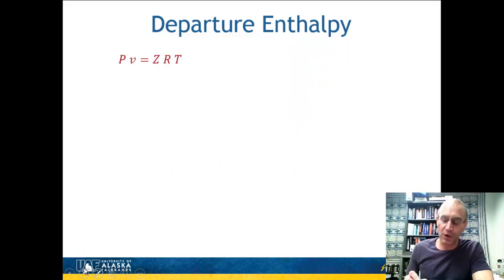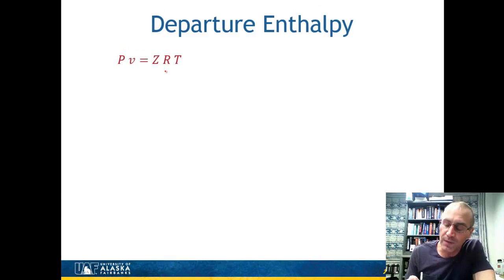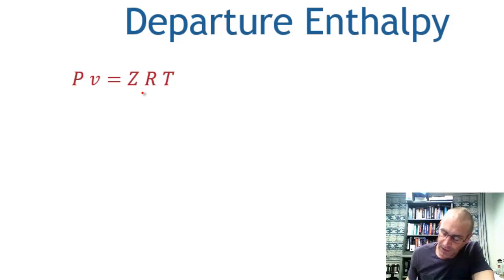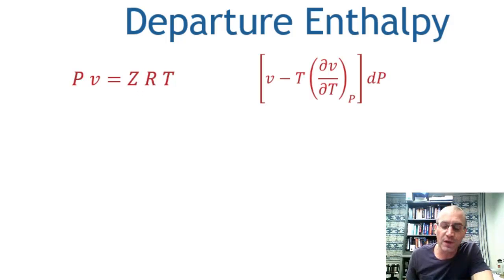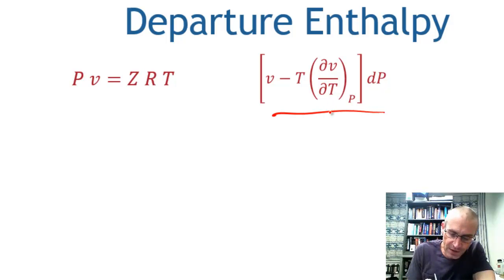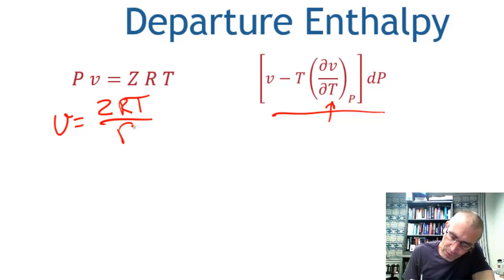So let's look at what we want to use. We're going to use the compressibility equation. So to remind you, the compressibility equation says that PV equals ZRT. And this is the equation of state that I'm going to use. And what I want to look at is evaluating this non-ideal term that we mentioned over here. And so the first thing I need to do, if you remember, is I need to take dV/dT. So let's rewrite this equation in terms of V. So V is going to be ZRT over P.